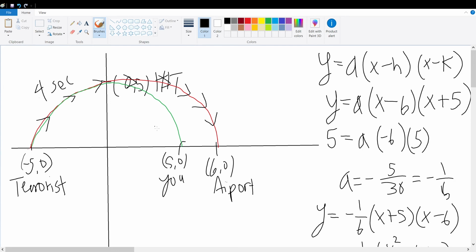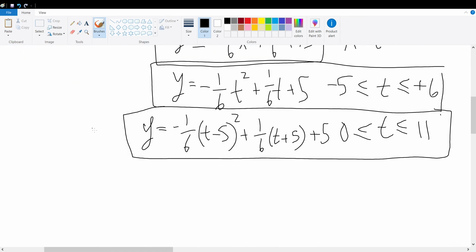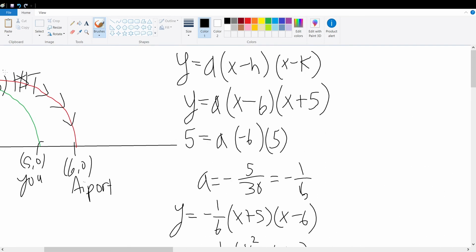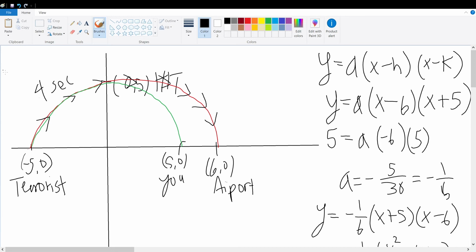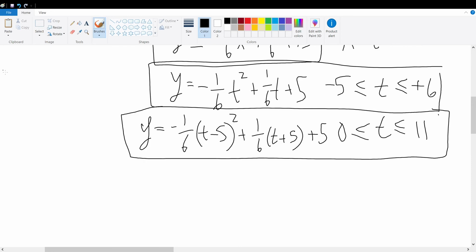And this is going to be the unit of t in this problem. But in the original function for the terrorist, this function will not take 4 seconds. As we know, from 6 to -5 will take us 11 seconds for the terrorist to hit our missile, or to hit the airport at least.